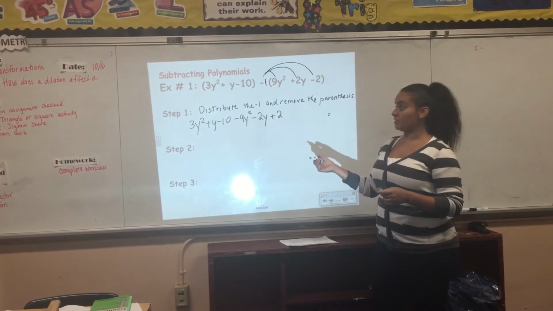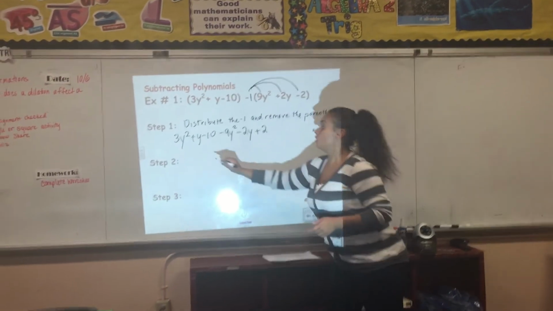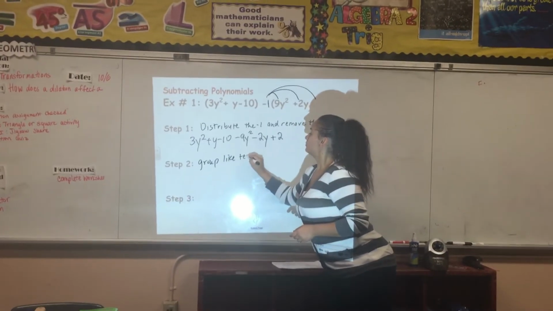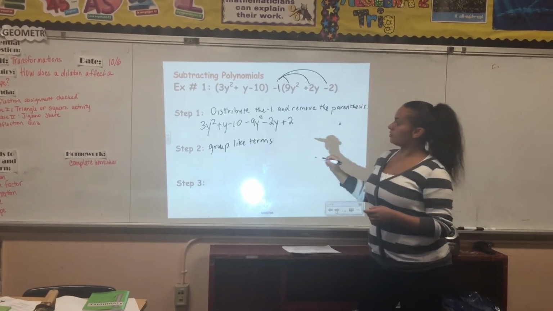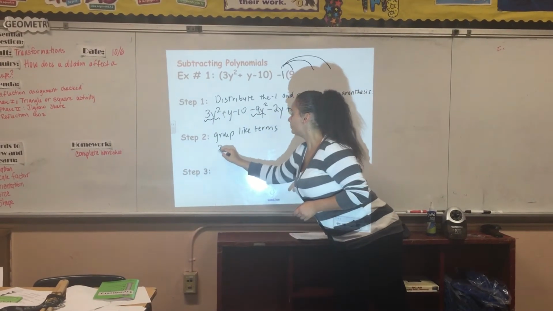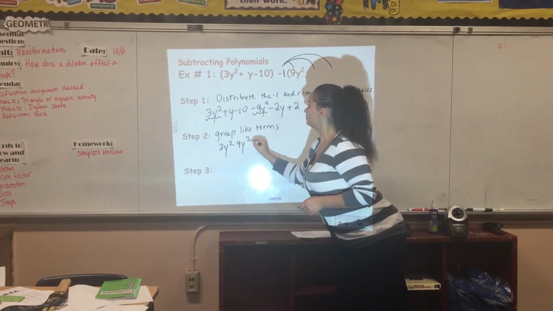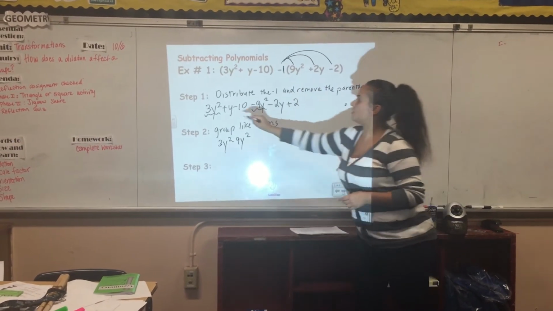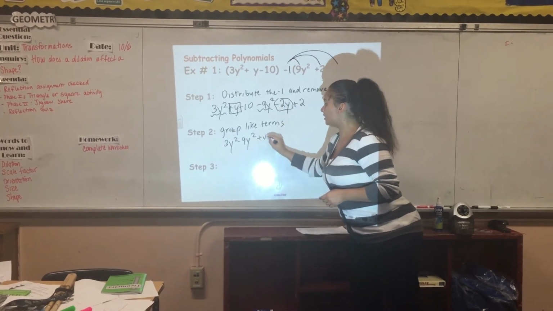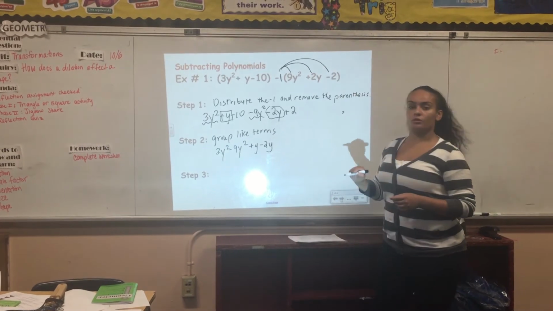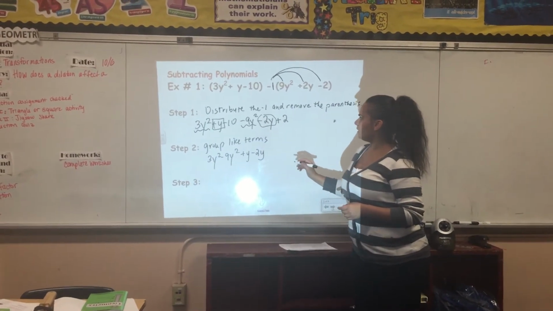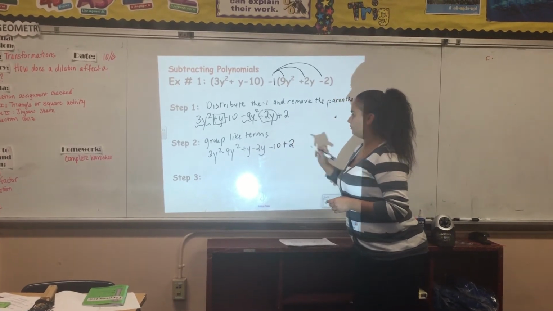Alright, so now we're going to follow the same step as adding polynomials, which is group like terms. So our first set of like terms are 3y squared and negative 9y squared. Our next set is y and negative 2y. Notice I'm bringing the sign down with the monomials. You can't leave this negative up there. And the last is negative 10 plus 2.